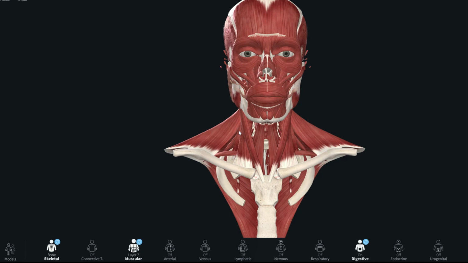The next time, I think it's been a long time for this discussion. I thought we would start the posterior triangle, but we cannot. So in the subsequent discussion, we'll definitely talk about and complete the posterior triangle of the neck. And that discussion will be coming out very soon.